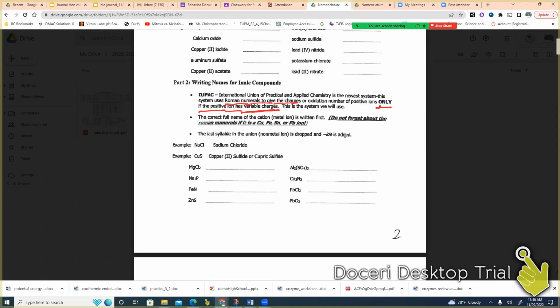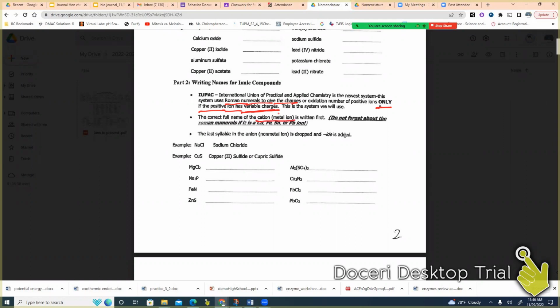This sheet does not have every ion that is ever around in the whole universe. It has most of what we'll be working with, but I could give you any kind of transition metal, even if it's not on here, because if it's followed by a parentheses with the Roman numeral, it's telling you what the charge is. Like we've done before, cation is always first.